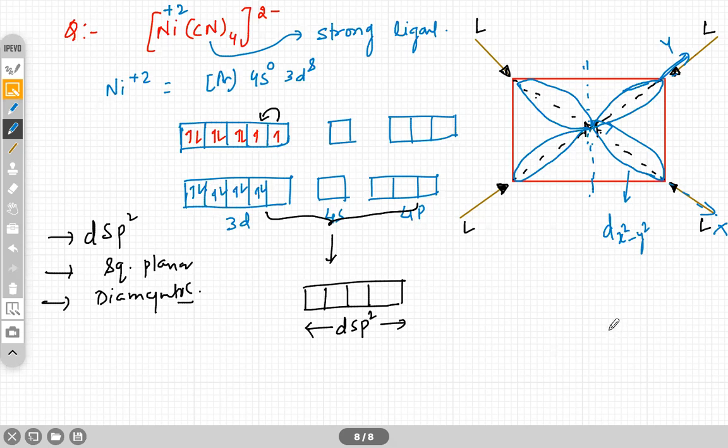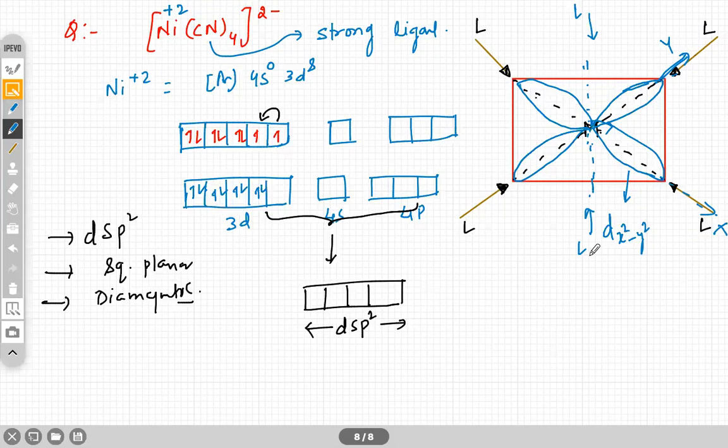Yes, sir. Now, what is square bipyramidal? We have these 4 ligands, and along with these 4 ligands, we have 2 more. One is from this side, and the other one is from this side. Yes or no? That is square bipyramidal. So if I ask you which d orbitals are involved in square planar geometry, square bipyramidal geometry, what is your answer? dx square minus y square and dz square. Yes, very good.